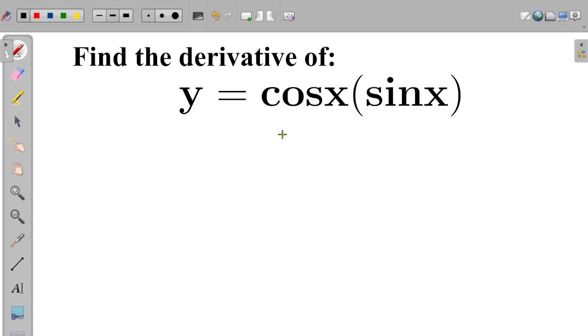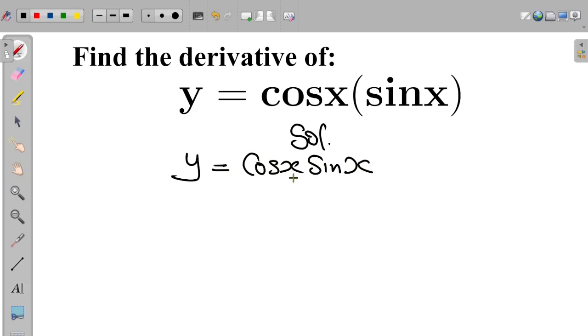So in this video, we are asked to find the derivative of y equal to cos x sin x. So we have that y is equal to cos x sin x. Now, if you look at the right hand side, it is a product of two functions. So therefore, we have to use the product rule.